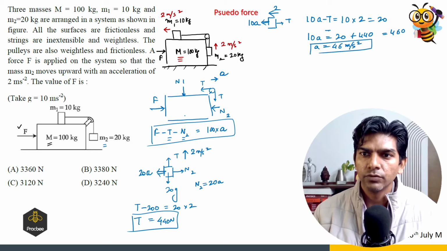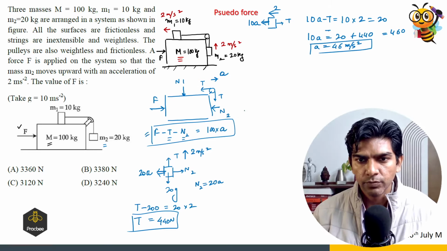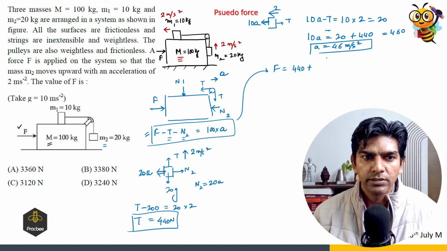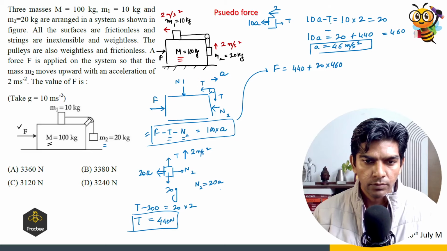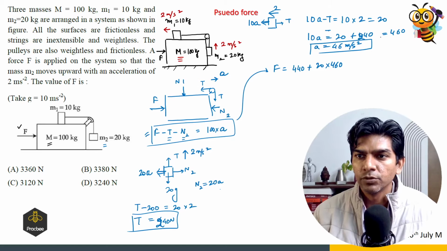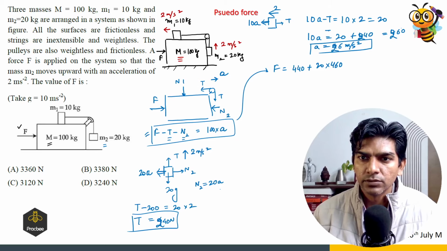So we got the value of A, and we want to find F. Now from this equation we can say F will be T plus N2. T is 440 plus N2. N2 will be 20 times A, so 20 times 460. Let me again check. Tension will be 240, not 440. It will be 240. So this comes out to be 260, so A is 26. So 240 plus 20 times A, plus 100 times A.